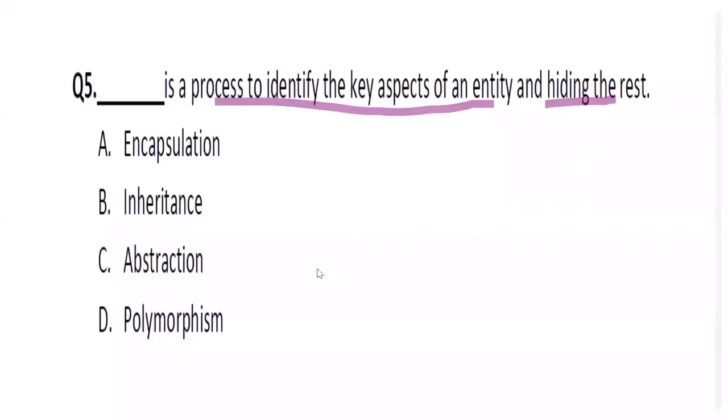So abstraction is the correct answer for this question, because abstraction focuses on the main aspect of application and hides internal details so that it will be more flexible for the user to use that application. So for this question, this is a direct answer, that is abstraction, where it is a process to identify key aspects that are actually required and hiding the rest which are not required currently or in the future expenses.